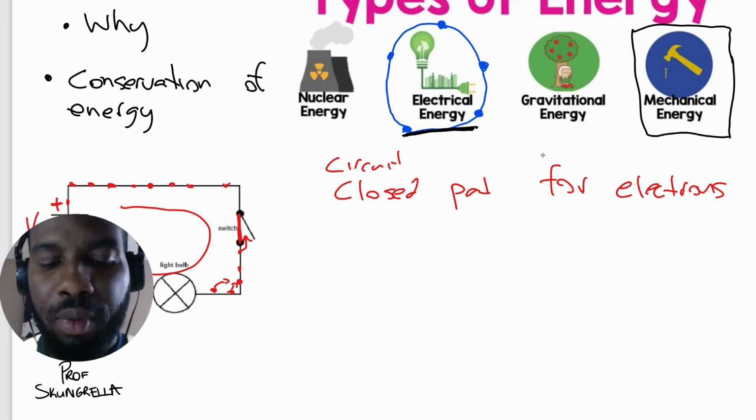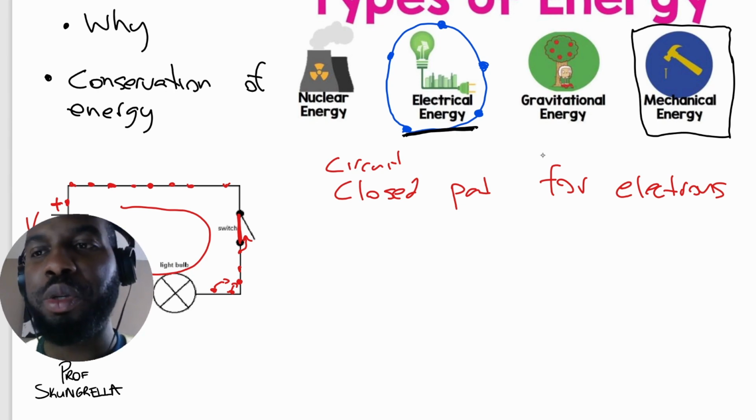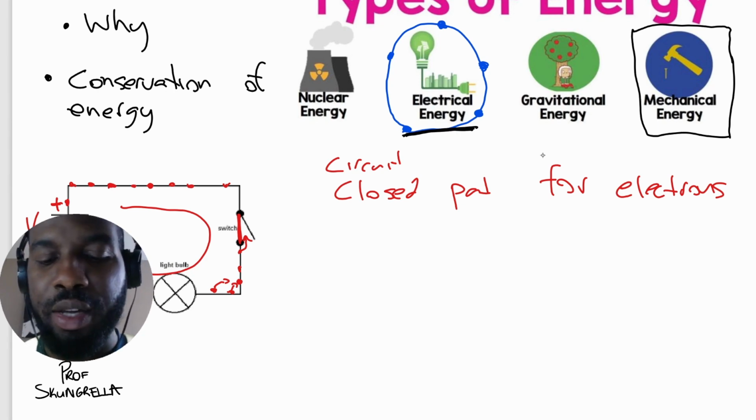All right, they are gaining energy. So the energy source is the battery. The battery is supplying the electrons at a particular energy. Again, our light bulb here will convert this electrical energy into light, right? So this is converting the electrical energy from the battery into light, right?